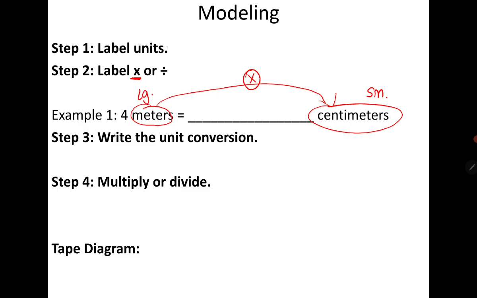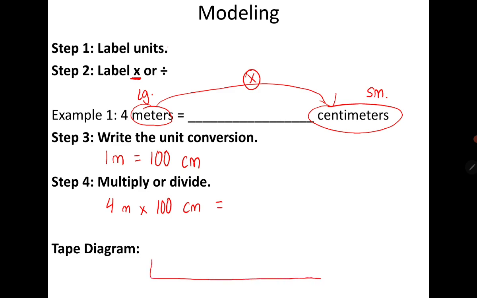Our unit conversion is how many centimeters are equal to 1 meter. And so 1 meter is equal to 100 centimeters. Then we multiply or divide. So if we know that 1 meter is 100 centimeters, that means 4 meters times 100 centimeters in each is going to give us our total number of centimeters.